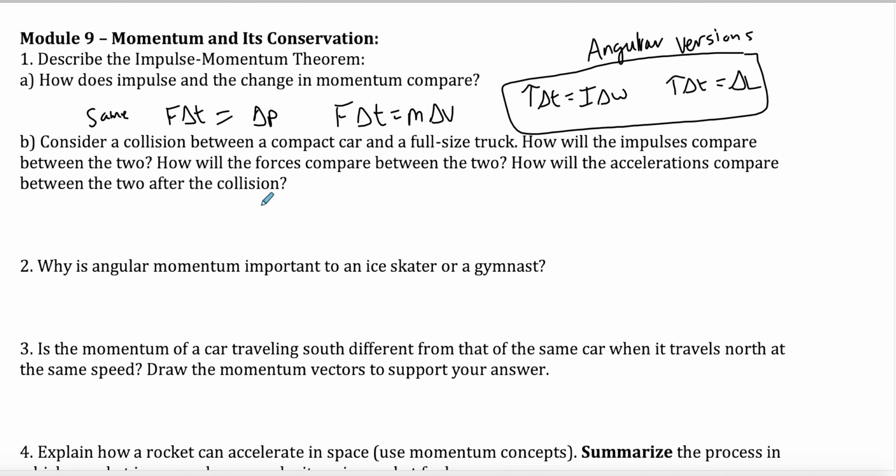Okay, so the next one here, we are considering a collision between a compact car and a full-size truck. How do the impulses compare between the two? How will the forces compare between the two? How will the accelerations compare between the two after the collision? The first two are the same. Impulse, F delta T, is the same for both of those vehicles in the collision.